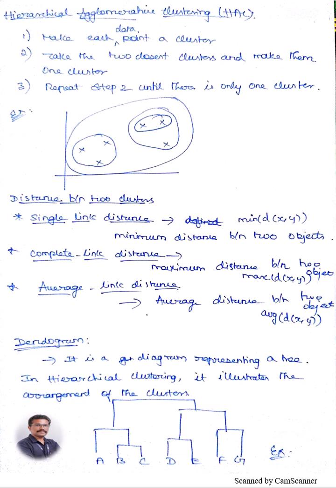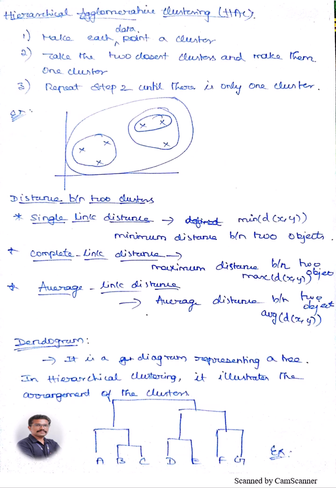There are three different distance measures available in hierarchical clustering: single link distance, complete link distance, and average link distance. Single link distance is the minimum distance between any two objects, that is, the minimum of d(x, y). Complete link distance is the maximum distance between any two objects, the maximum of d(x, y). Average link distance is the average distance between any two objects, the average of d(x, y).